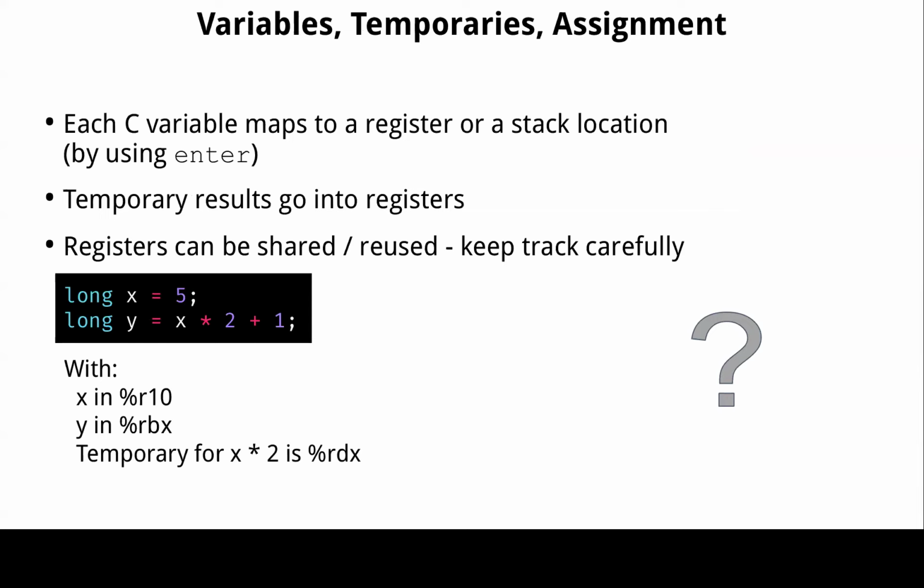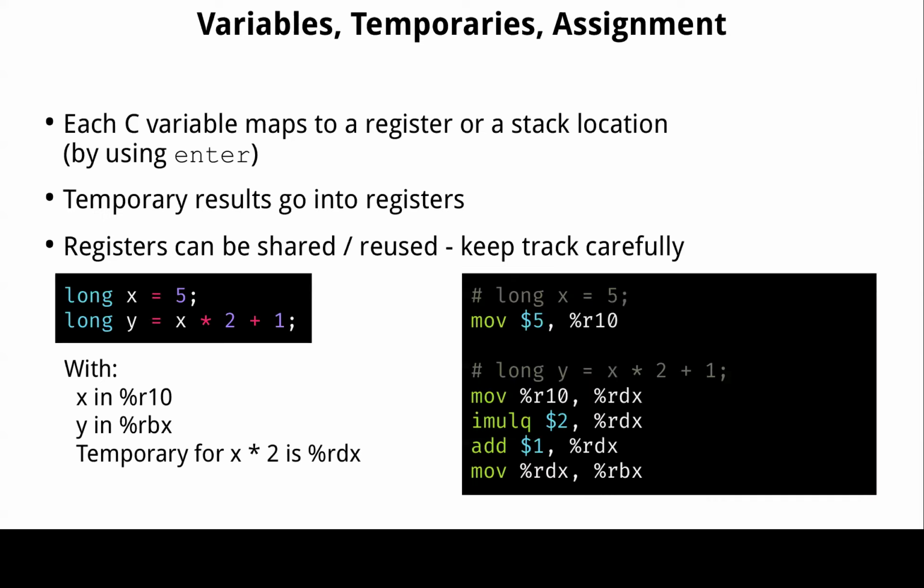Let's say we have these two statements. X, we assign 5 to that. Y, we assign X times 2 plus 1 to that. And we're not using stack for those two variables. We have a lot of registers here. So X is in register R10, Y is in register RBX. So how do we write this? We assign a value to X. That's very simple. We just move 5 to R10. X is in R10.